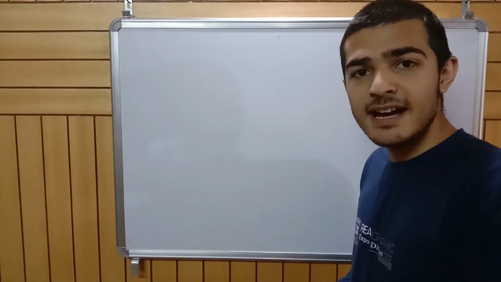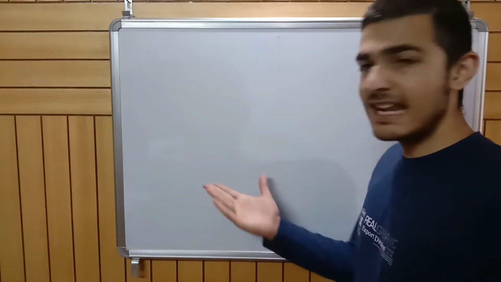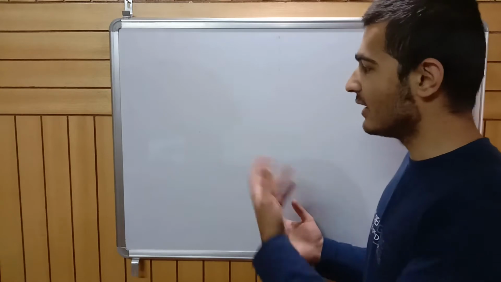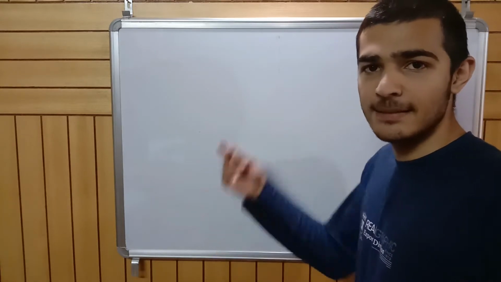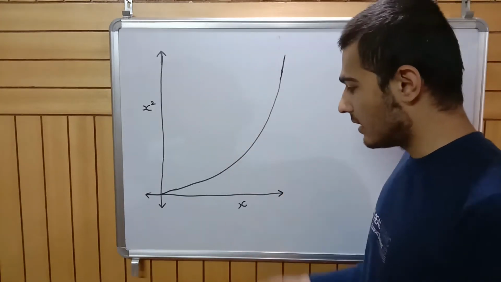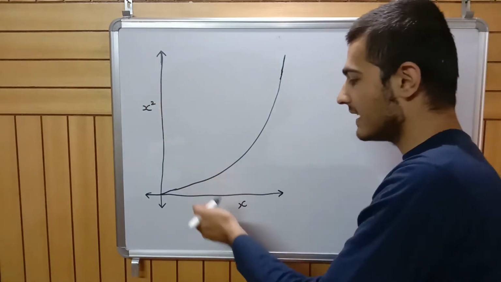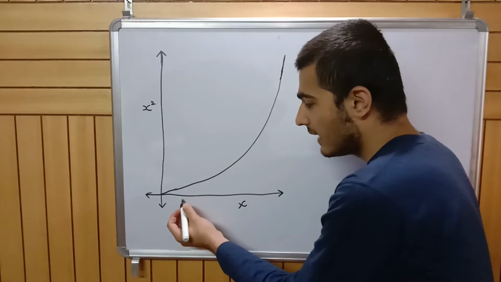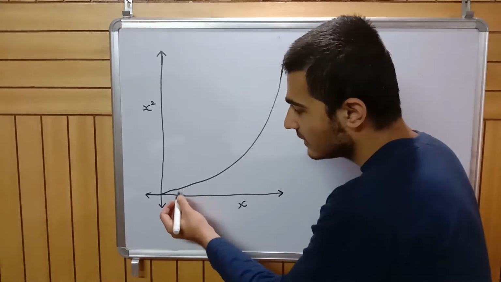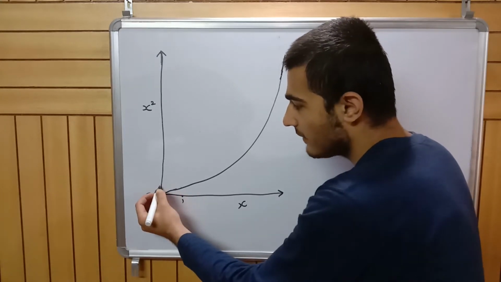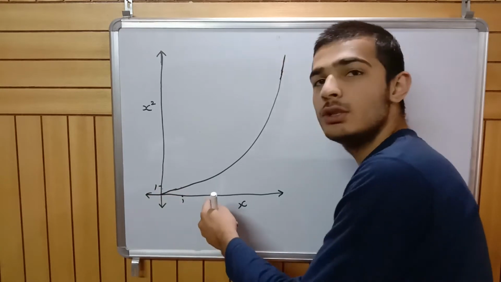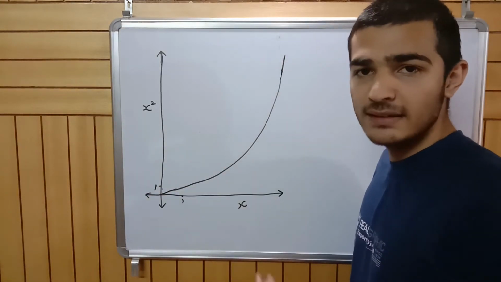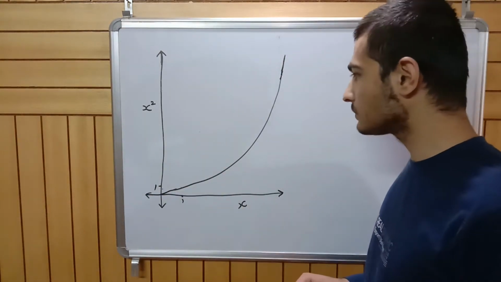Okay, so let us start this video with the graph of x square versus x. Here I have my graph of x square versus x. This means when I am at x equals 1, the output, or the y value, is also 1. At 2, I get a value of 4. At 3, 9, and so on and so forth.